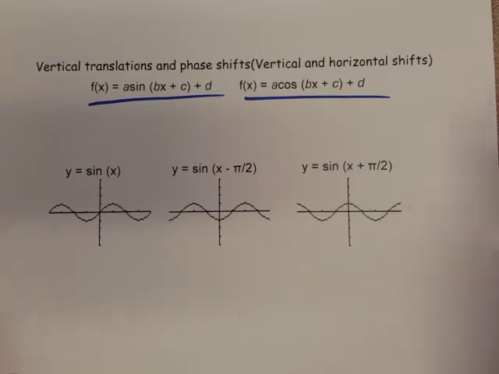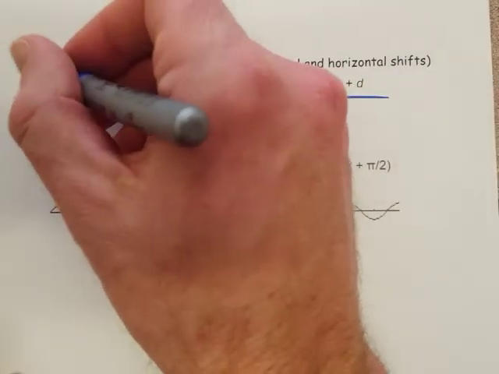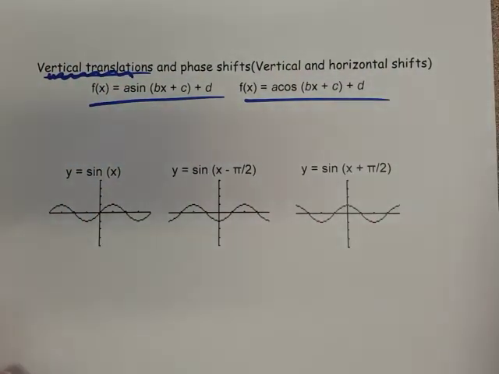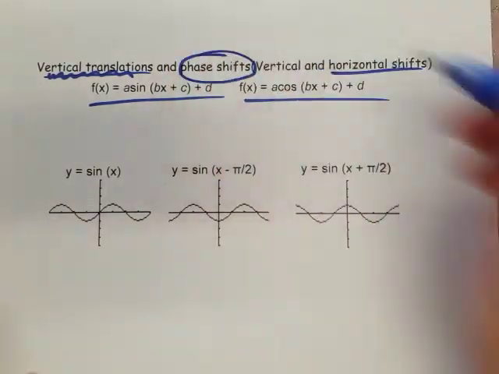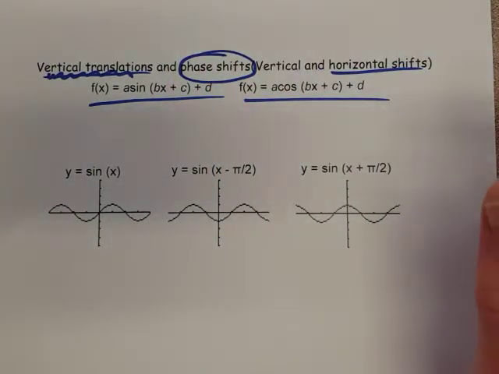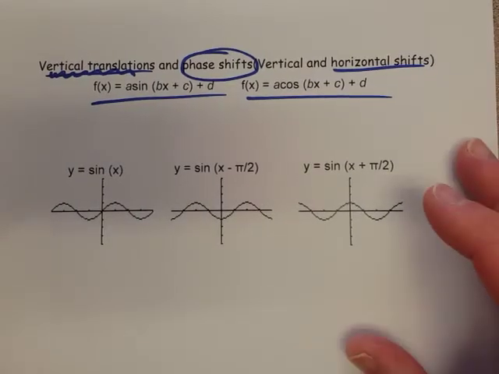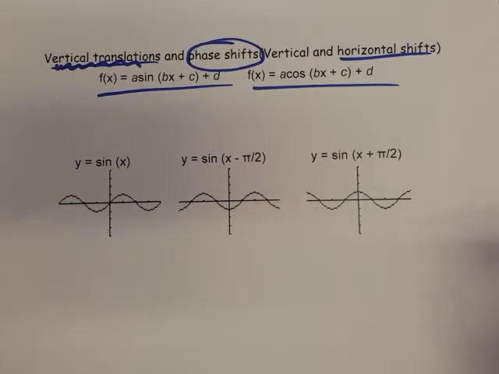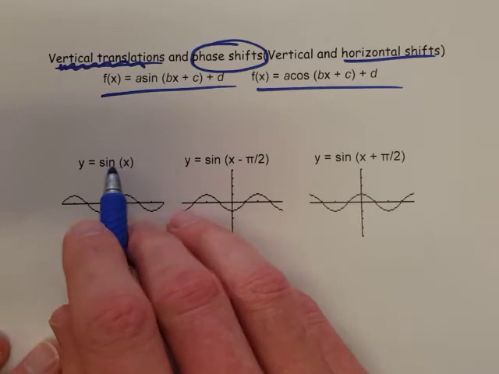But here, this is just going to be vertical translation. Excuse me, not vertical translations. This one is going to be horizontal shifts. That's also sometimes called a phase shift. So if you see that language in the book, just know that that means the same thing as left and right. So here's our original sine of x.